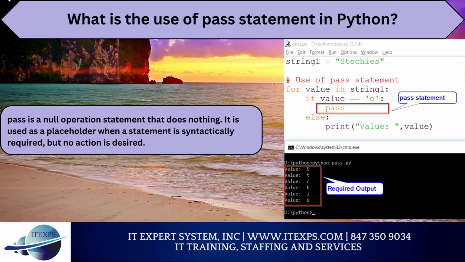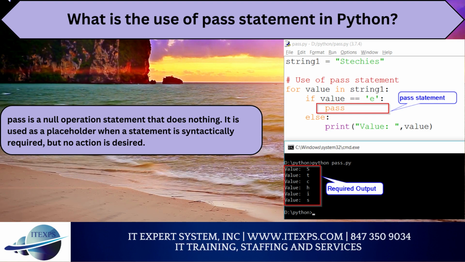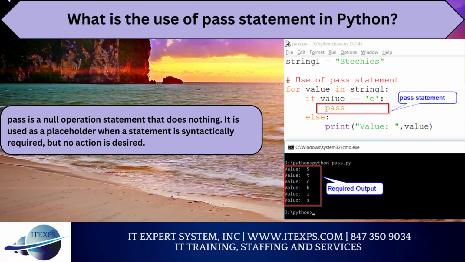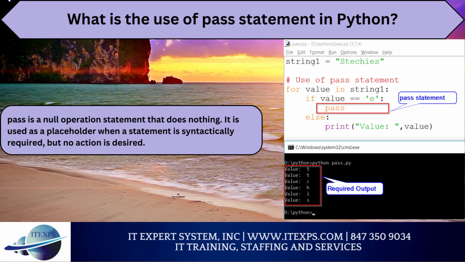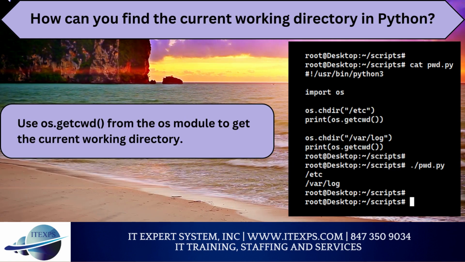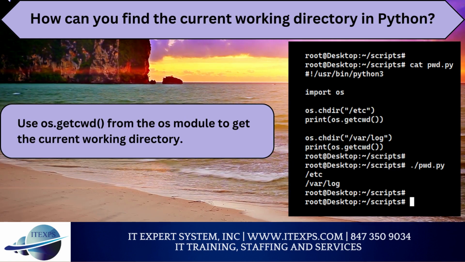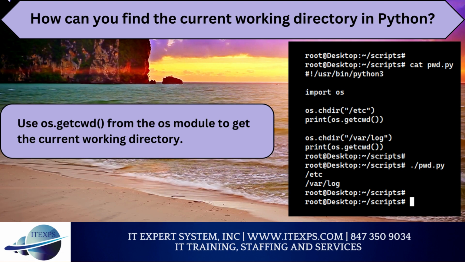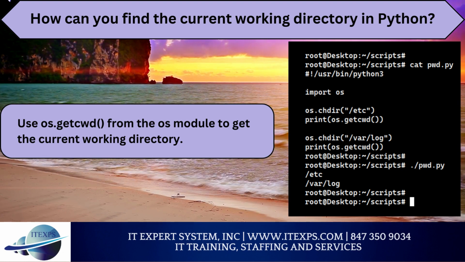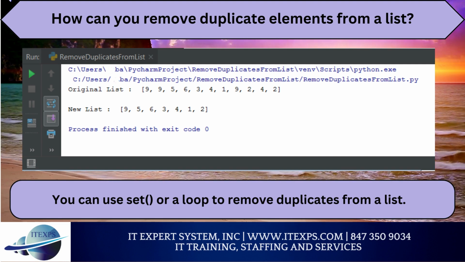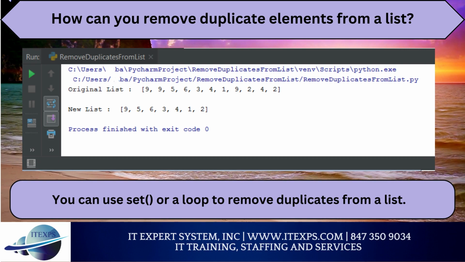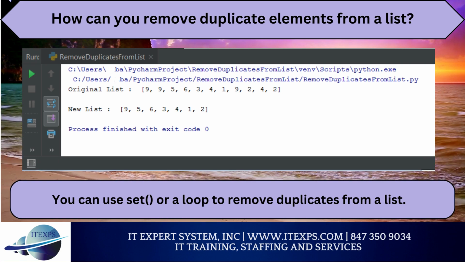What is the use of the pass statement in Python? Pass is a null operation statement that does nothing. It is used as a placeholder when a statement is syntactically required, but no action is desired. How can you find the current working directory in Python? Use os.getcwd() from the os module to get the current working directory. How can you remove duplicate elements from a list? You can use set or a loop to remove duplicates from a list.